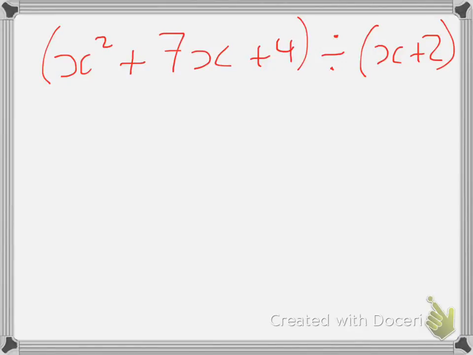Okay, so I'm just going to do a couple more of those long division polynomial divisions using the rectangle method on exercise 1307. So here's some examples from your book. This is 1a, x squared plus 7x plus 4 divided by x plus 2.